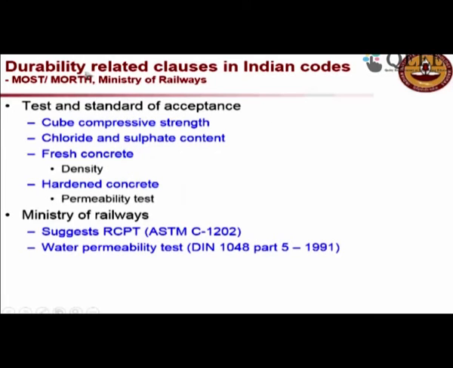Now durability relation, again the tests and standards of acceptance. Cube compressive strength is something which we look at, and then we also look at the amount of chlorides and sulfates present in the cement. And then in the fresh concrete, if you are talking about density of the concrete, that is something which we look at. And in the hardened concrete, we also do permeability tests. These are some of the basics.